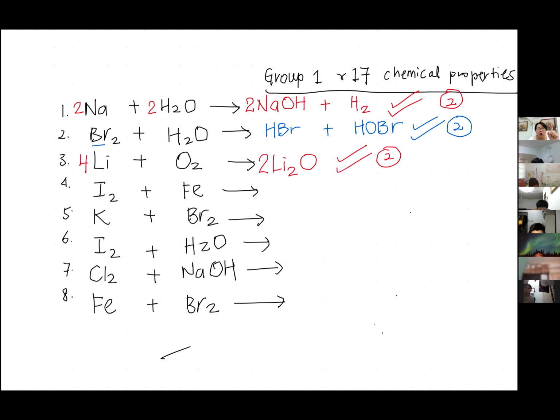Okay. Number 4. Don't write wrongly. I told you the iron is 3 positive. Iodide is negative. Of course, we write the iron first, right? Then you write the iodide. But this time, you put the 3 at the bottom.